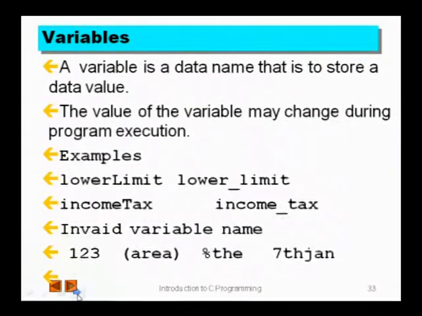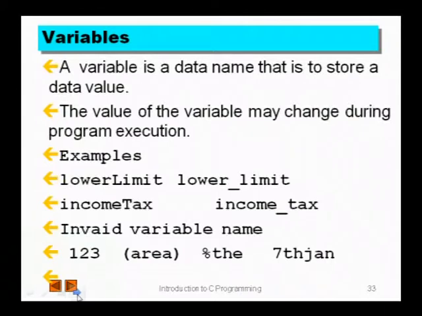Next, what do you mean by a variable? We know how to declare a variable. We have studied that it may be of type integer, and we need to use the data type, the variable name and some value for it. Now, what do you mean by a variable? A variable is a data name that is used to store a data value.